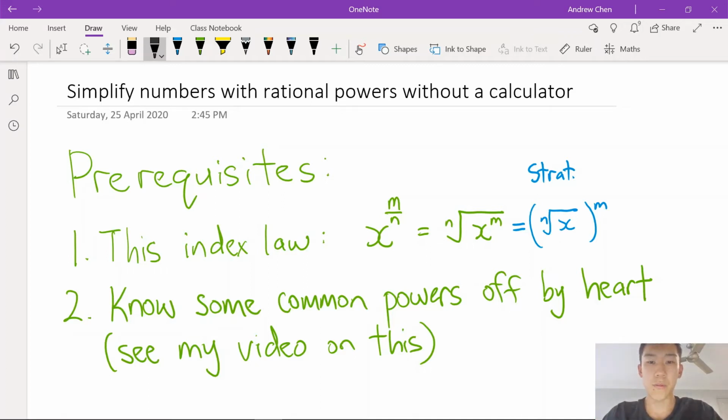You need to know some of the common powers off by heart. So things like 2 to the power of 4, 3 to the power of 4, 5 to the power of 3. I've done another video on this, I'll put it in the link up here. You can click on that and go to the video. If you know them already, fantastic. Let's move on and have a look at how to do this.